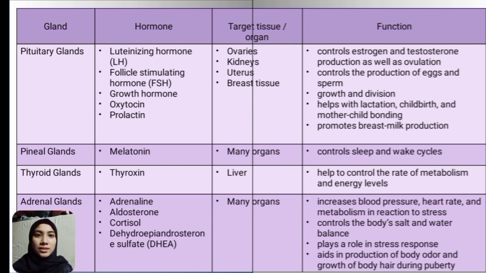Adrenal glands. It will release adrenaline, aldosterone, cortisol, and DHEA hormones. The target tissue is many organs. The adrenal glands is to increase blood pressure, heart rate, and metabolism in reaction to stress. It also controls the body salt and water balance. It plays a role in stress response and is in production of body odor and growth of body hair during puberty.